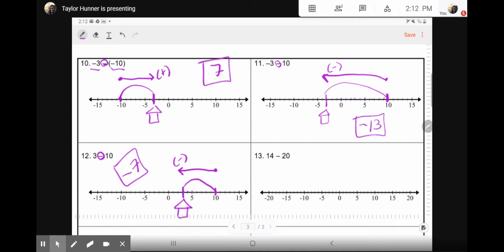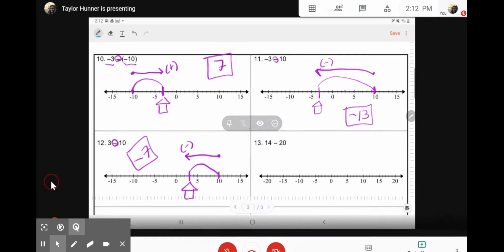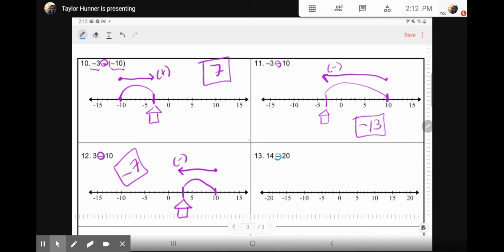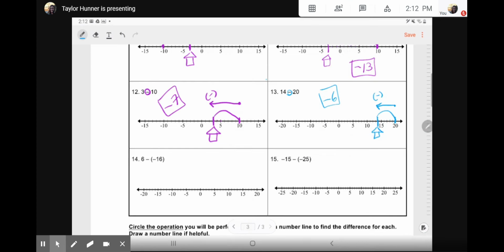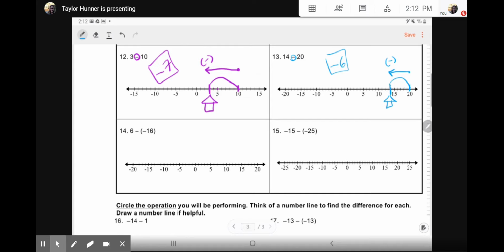Okay. Number 13 says 14 minus 20. 14 minus 20, my operation would be right here. I would start at +14, so that's my home, and I would end up at +20. So now I'm going back from 20 to 14 in the negative direction. So I have a smaller number and I'm subtracting a bigger number. I'm going to end up with a negative number. And the number of spaces in between 14 and 20, I have 1, 2, 3, 4, 5, 6 spaces. So this is going to be a -6. I want you guys to pause the video and try number 14.